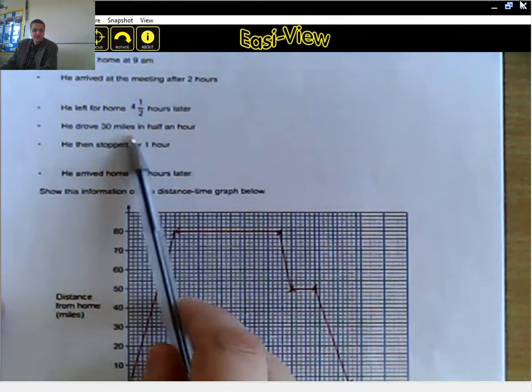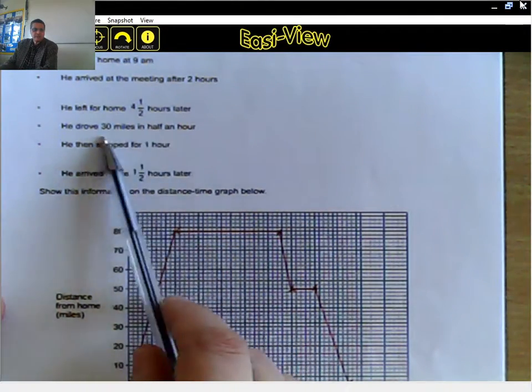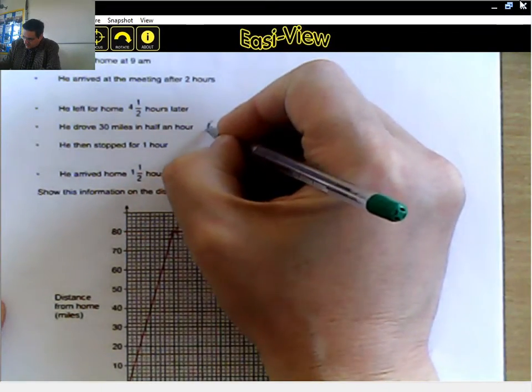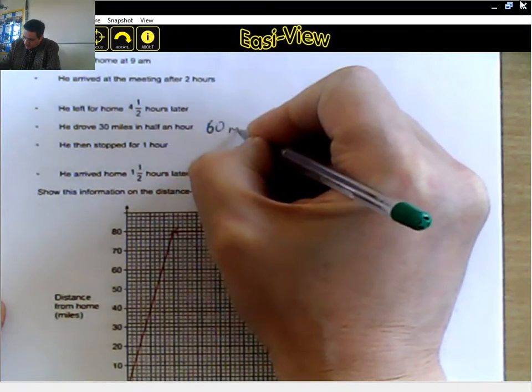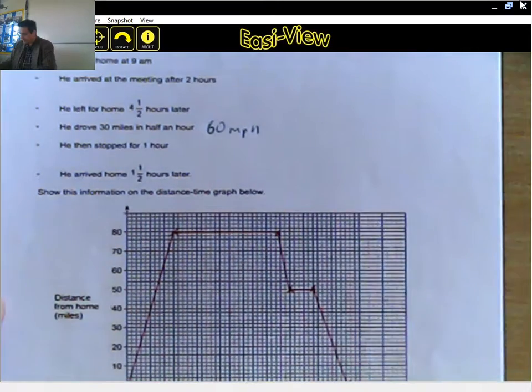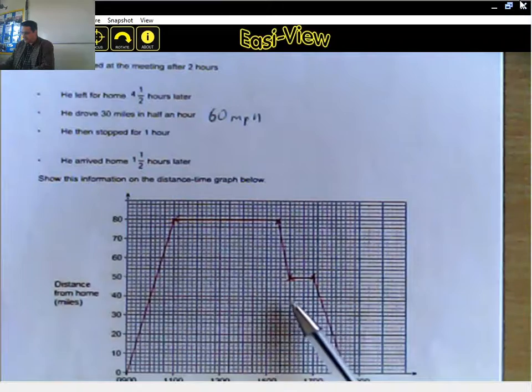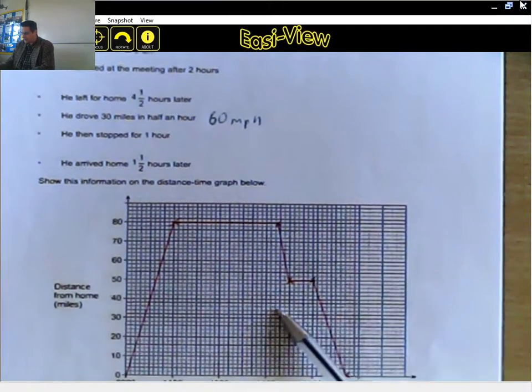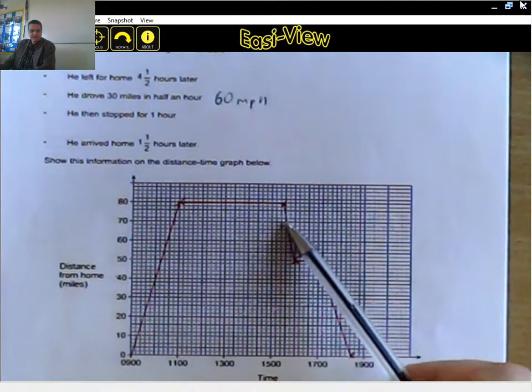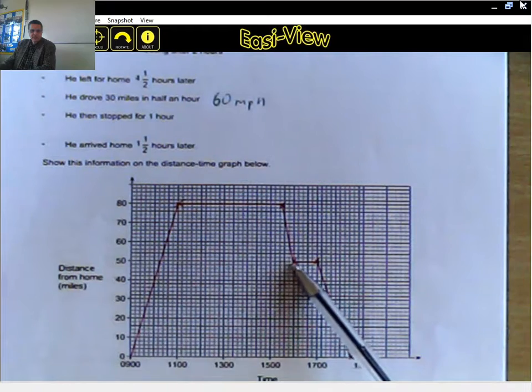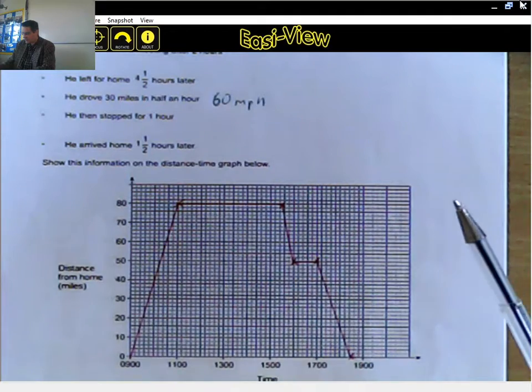And then he drove 30 miles in half an hour, which is best known as 60 miles per hour. I better write it here. So 60 miles per hour. So therefore in half an hour, we then go 30 miles. So go from 80 down to 50, but make sure that time span is half an hour. It's quite hard to judge. Is that okay? I think that's right.